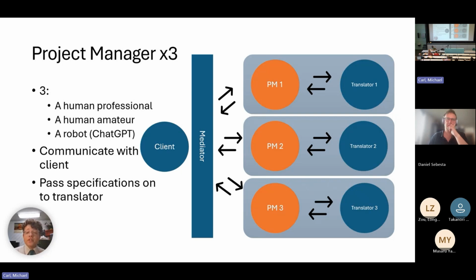Each PM was in charge of responsibly negotiating translation specifications, respectfully handling client concerns, and relaying materials between the client and their translator. And just to be clear, the index numbers were all randomized for correspondence. For example, the client's actual email thread with the human professional, whom I just described as PM1, may or may not have actually been labeled as PM1. We scrambled it for anonymity between this presentation and when we actually did it.